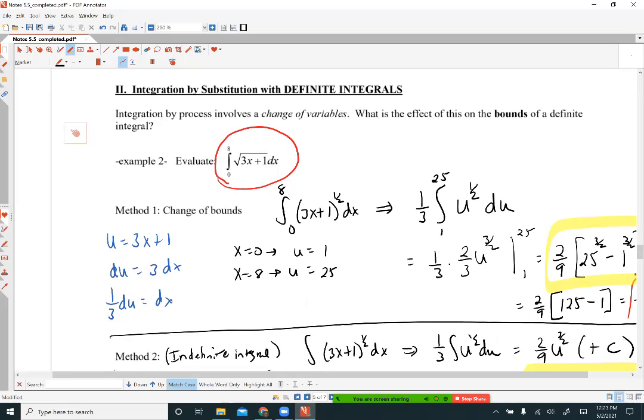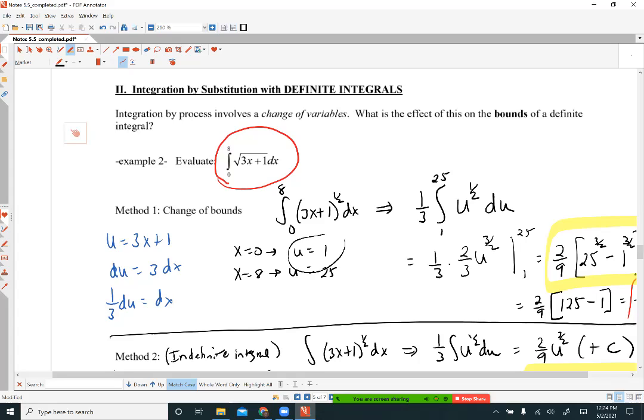So you let u equal the inside function, 3x plus 1. The du turns out to be 3 dx, so 1/3 du is dx. When you integrate, you get the integral of the square root of 3x plus 1, to the 1/2, which turns out to be 1/3 u to the 1/2 du. But look, the limits of integration change. When x is 0, you plug in and get u equals 1. And when x is 8, 3 times 8 plus 1 is 25.